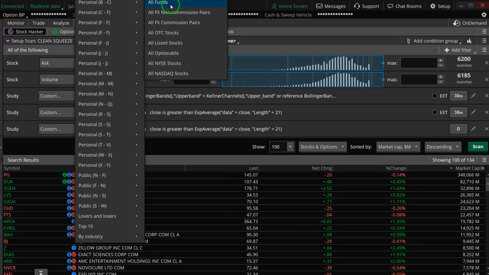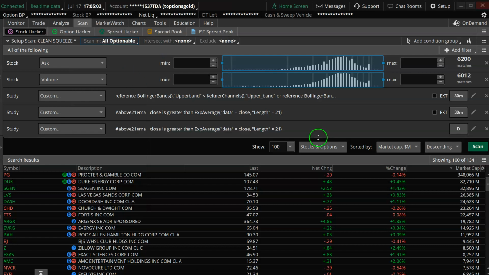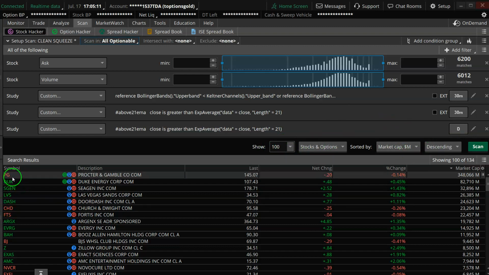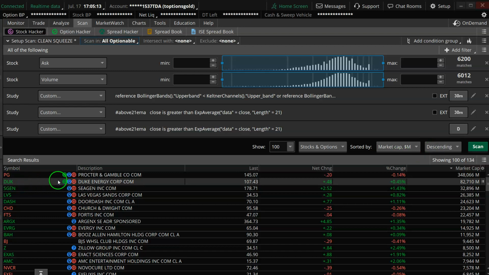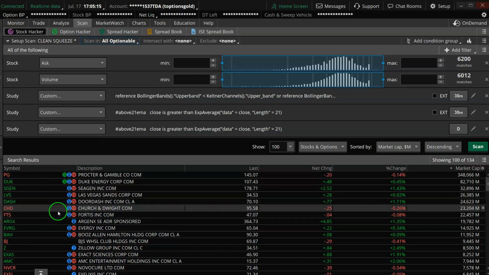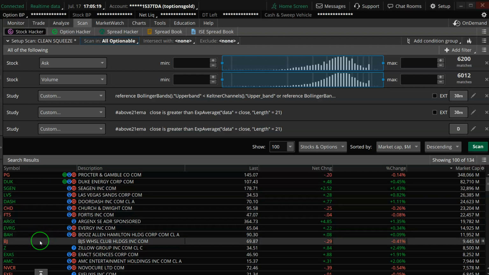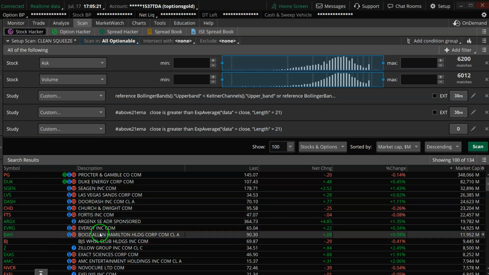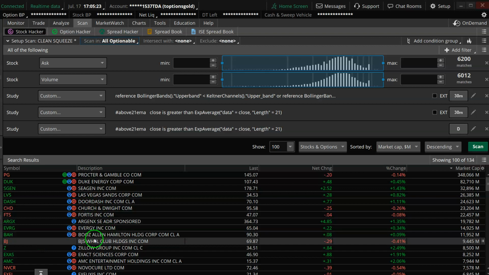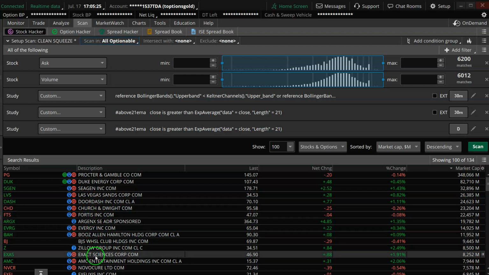And then up here in the scan in column, make sure you're scanning in all optionable. I mean, do what you want. That's what I do, all optionable. 100 results is obviously more than enough. And then I'm going to sort by market cap and descending. So a few examples here: Procter & Gamble, Duke, DoorDash, which I might be hitting up here in a little bit, BJ's, Zillow, AMC.